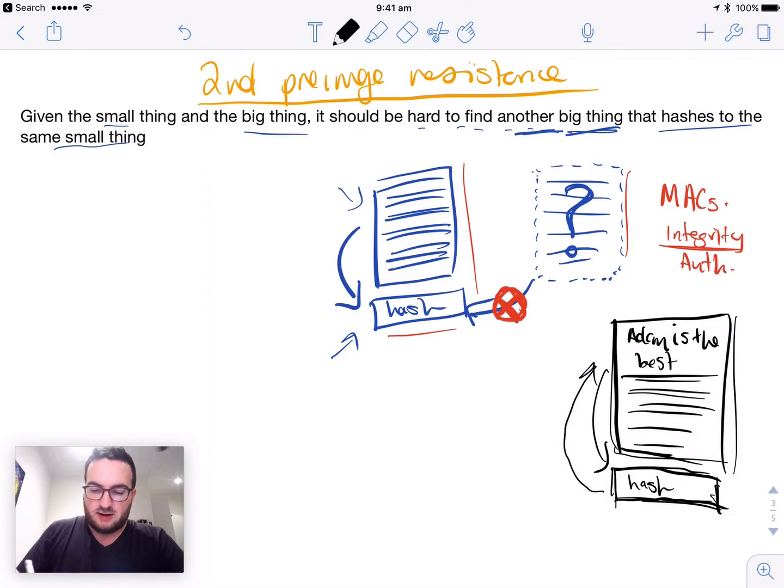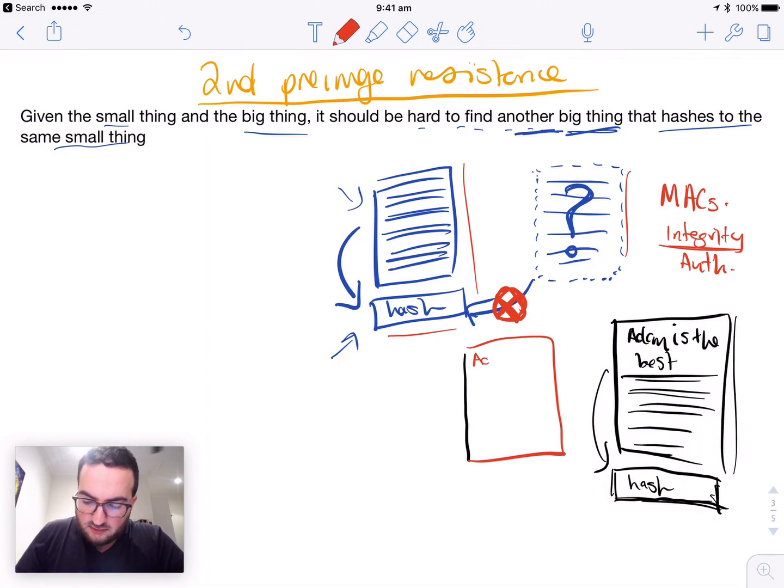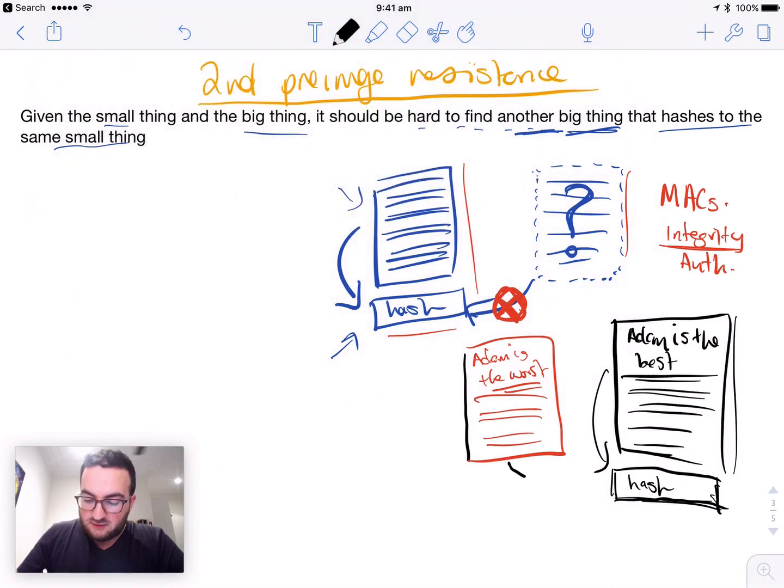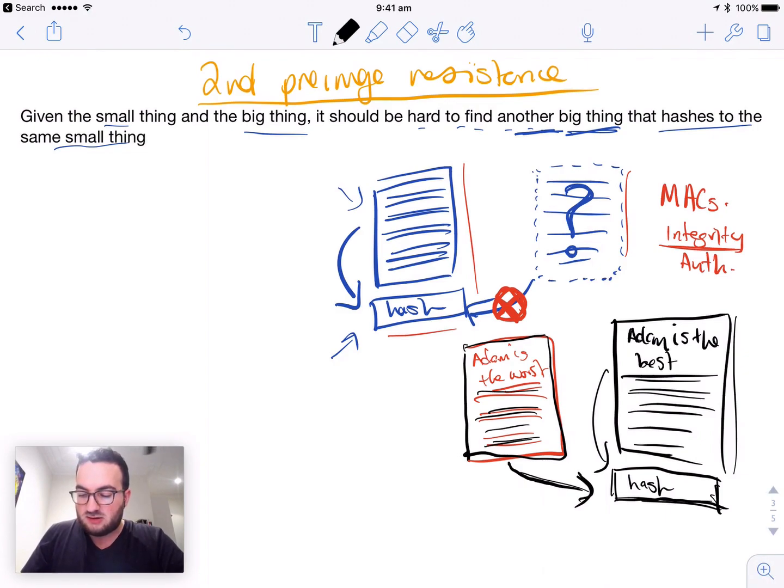But what they do really care about is second preimage resistance. They really care if somebody were to come along, maybe with an evil red pen, and write something like Adam is the worst. Oh no. The Sydney Morning Herald would be very concerned if you could create a message that said Adam is the worst and change it as necessary until it had the exact same hash as this original real document. So this one's from the Sydney Morning Herald, and this one's a fake one.